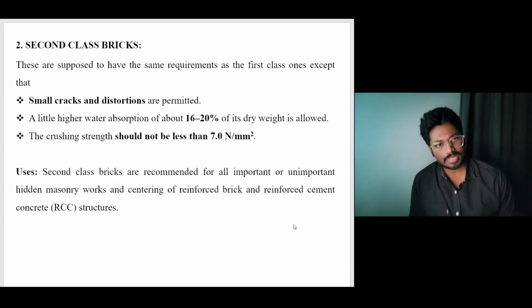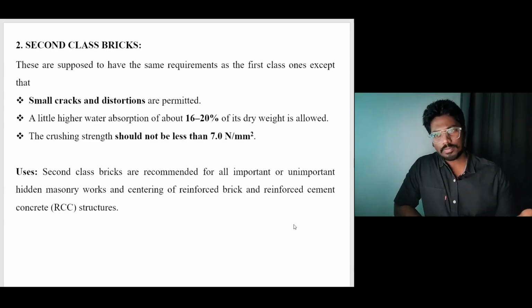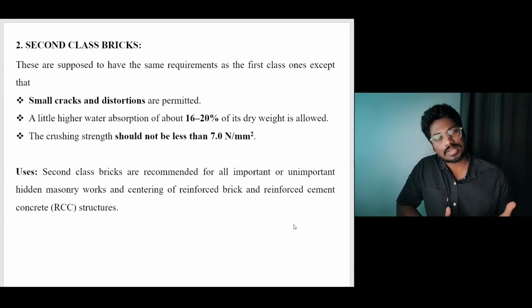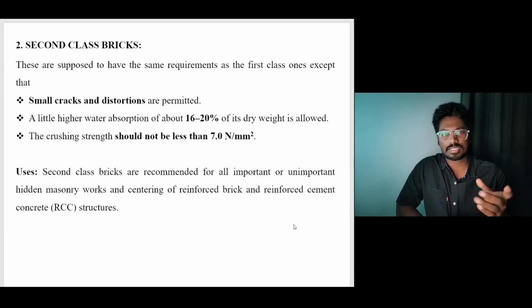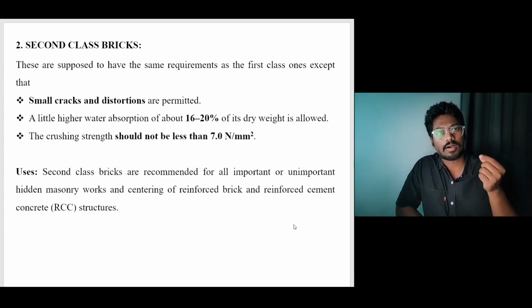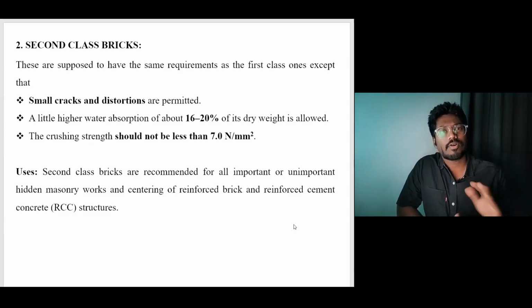Moving on, second class bricks. Now, when we talk about second class bricks, yes, it's not as good as first class bricks, but then there are some problems that are involved with second class bricks. Namely, small cracks and distortions are seen in second class bricks. You don't see homogeneous, uniform dimensions in a second class brick. There is some sort of distortion in terms of its shape, in terms of its warping, in terms of the shrinkage. You cannot find those exact dimensions in these second class bricks. There is some level of deviance.